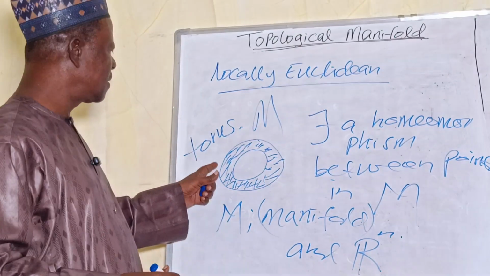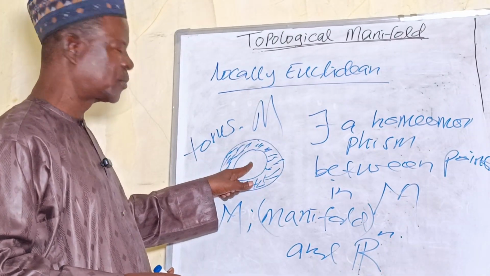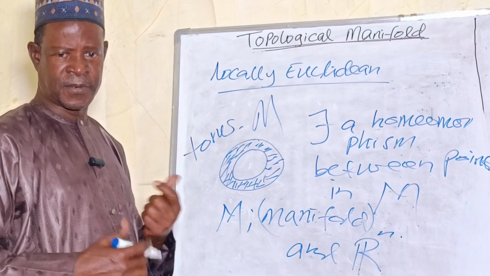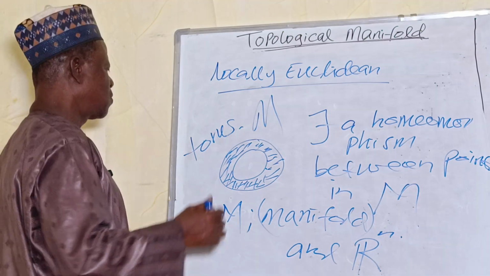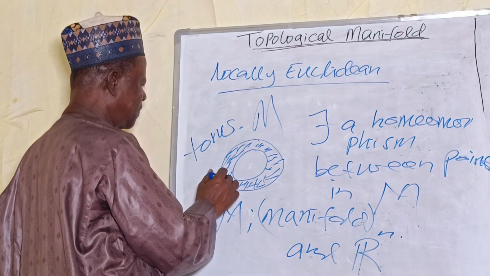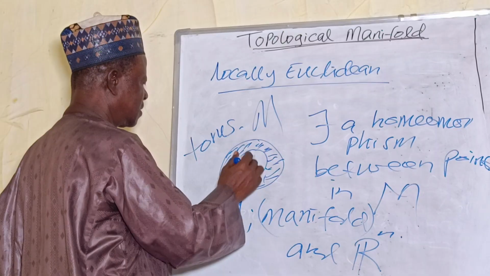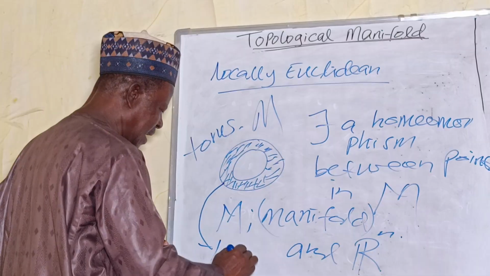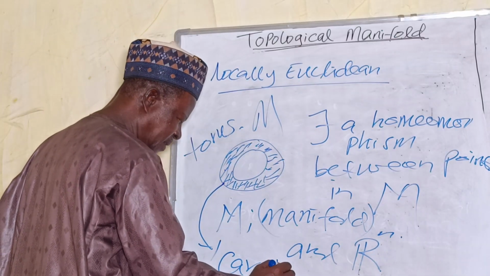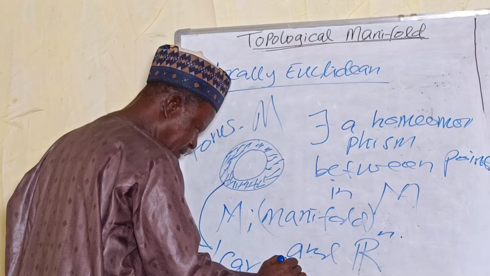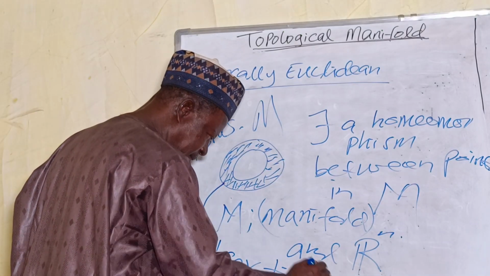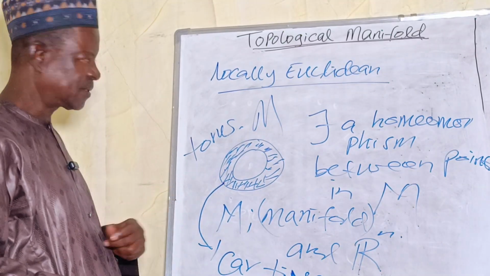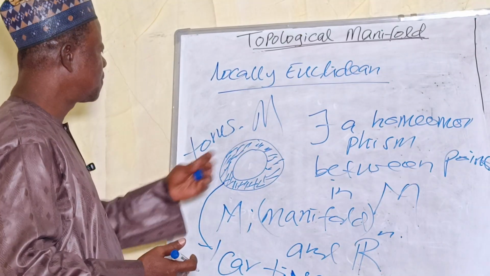Consider an example of a torus. A torus is an example of a topological manifold. Supposing this looks like what we call a car tire, isn't it? A car tire. This looks like the tire of your car, the torus. Now it's an example of a manifold.